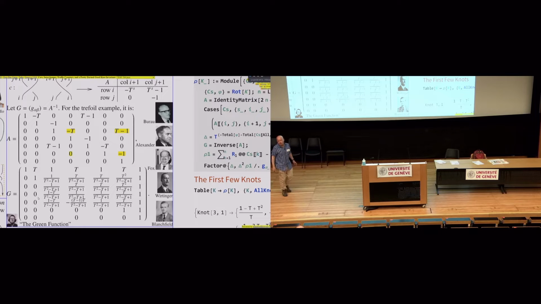Everything that I said so far is ancient. These 2x2 blocks, people will recognize as basically the Burau representation. This matrix is a presentation matrix for the Alexander module given by applying Fox calculus to the Wirtinger representation. And the inverse, well, it's not the Blanchfield pairing, but it's related to the Blanchfield pairing. Everything that I said is ancient, and you can tell that it's ancient because all of these pictures are black and white.